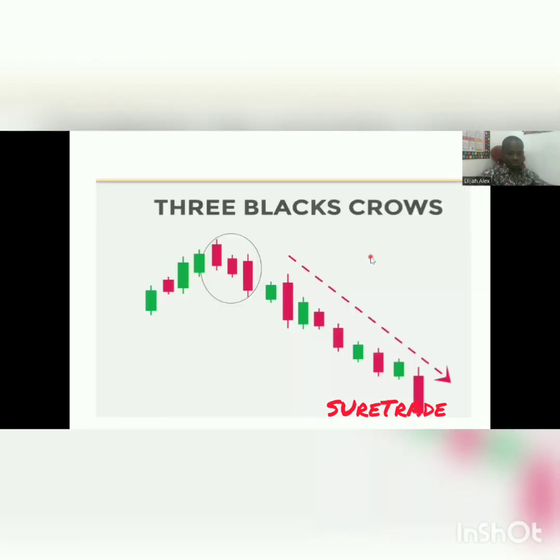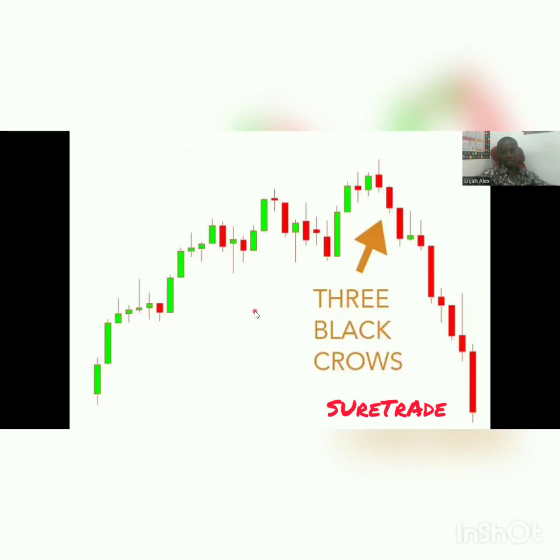Next is another example of the three black crows. 1, 2, 3. After this, take your profit. It means now it's reversing. Okay, at key level, it formed 1, 2, 3, and it reversed to the downside. More examples of the three black crows here.